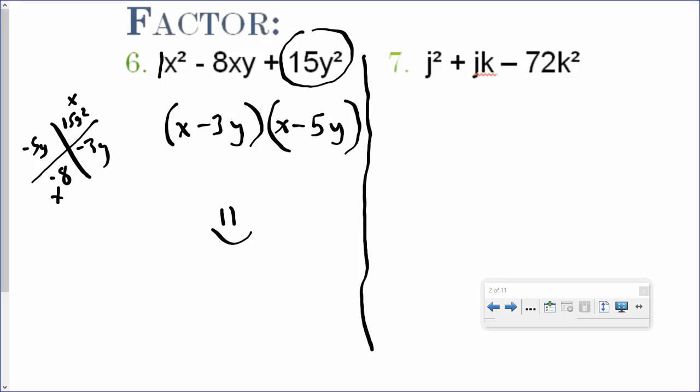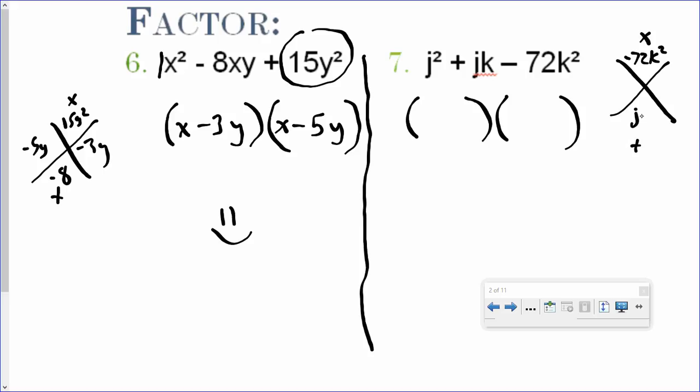Let's look at the other one. Maybe this one will go a little bit faster. I'll set up my two binomials. I'll put my x up here. I need to multiply to make a negative 72k squared. I need to add together to make jk. You know, it's basically just a 1, a positive 1. So I know right away I've got j. One of these is negative and one of them is positive because the product is negative and the sum is positive. That just means the positive number is a little bit bigger than the negative.